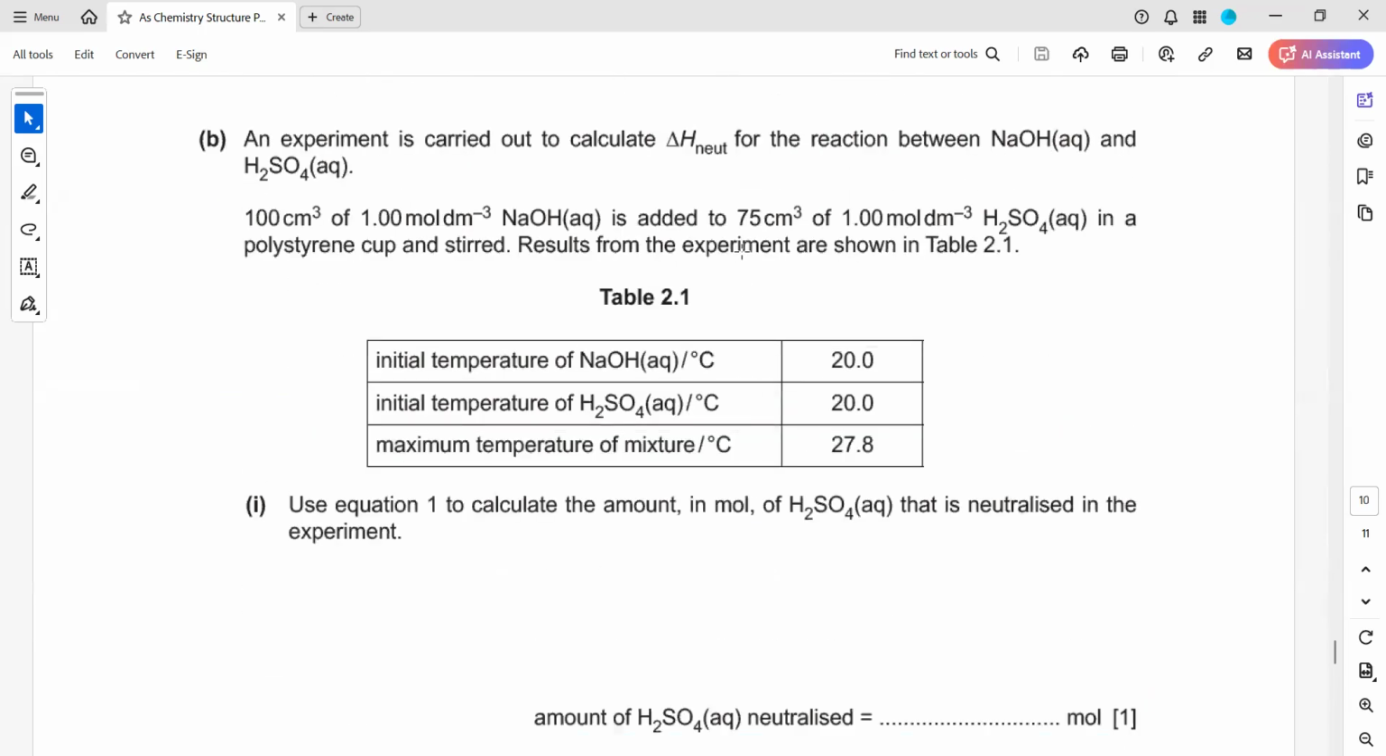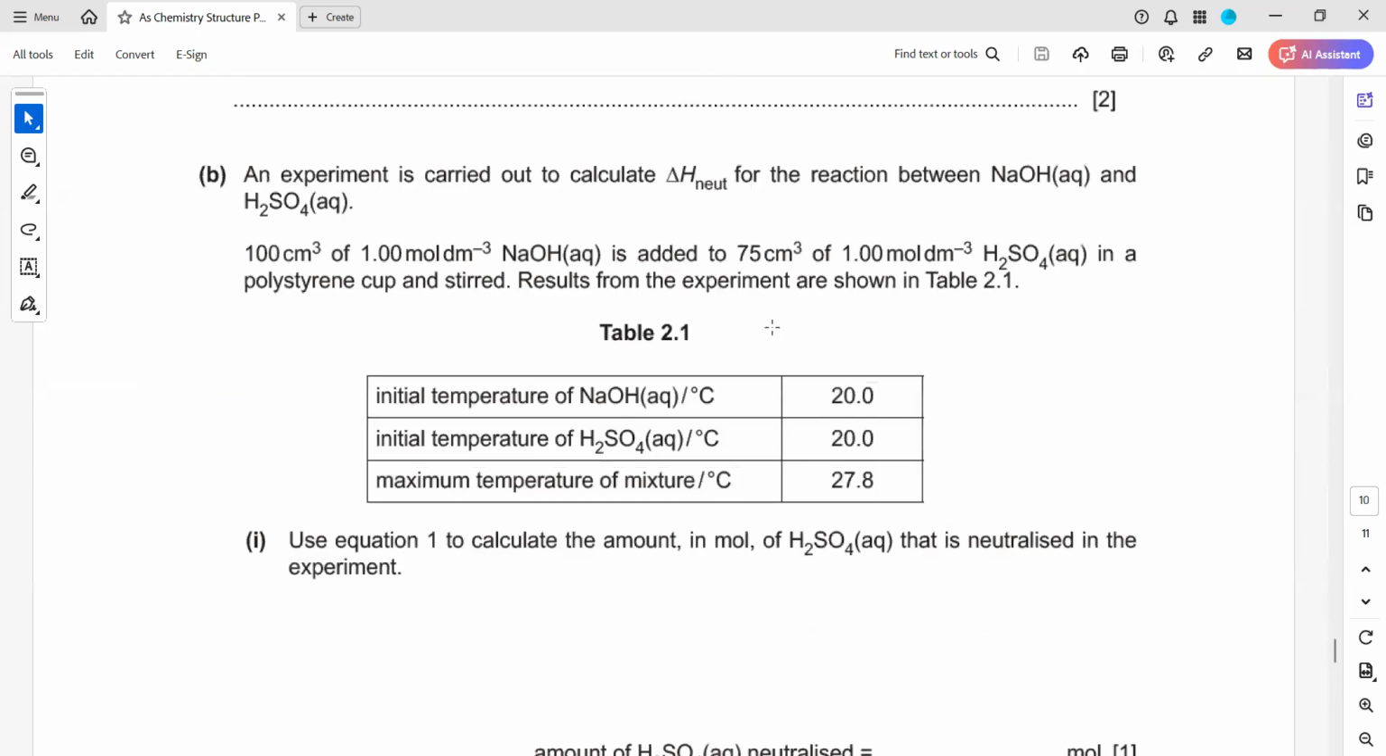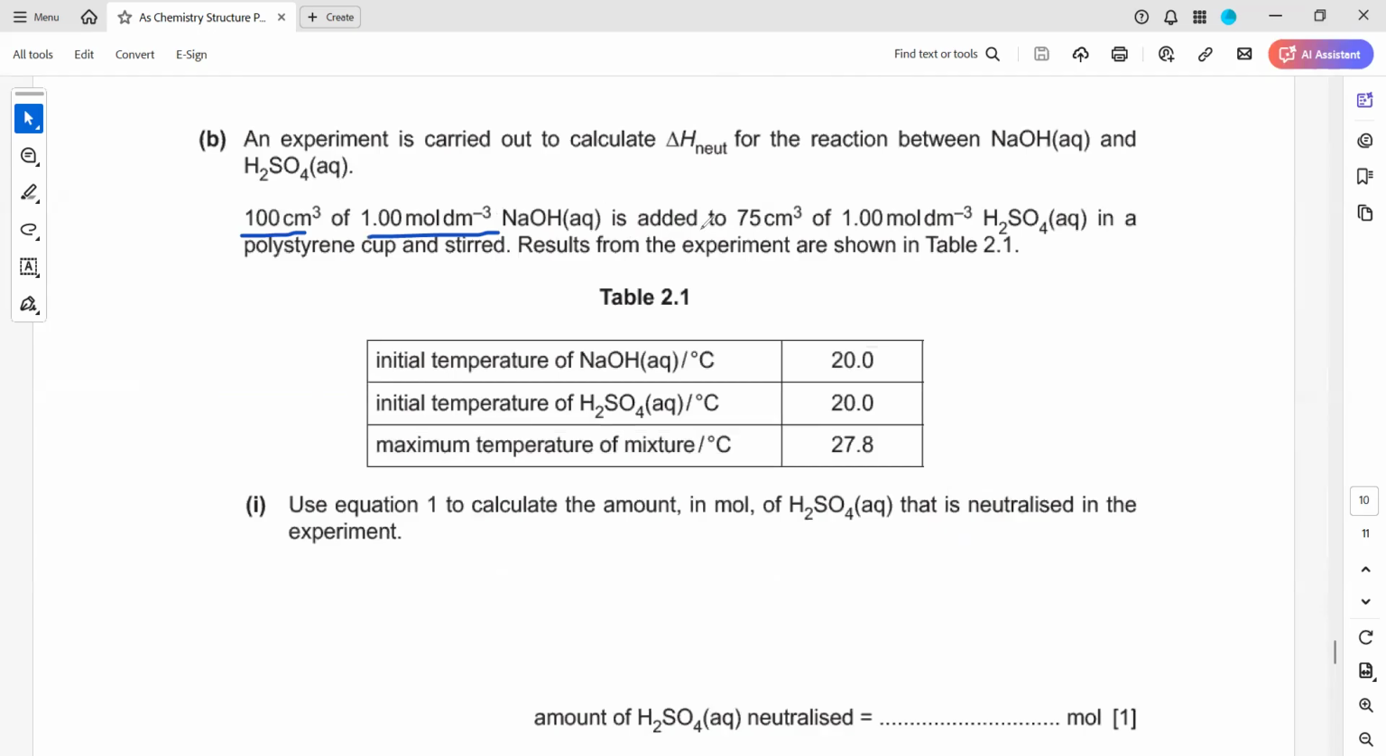In question 3b, an experiment is carried out to calculate the enthalpy change of neutralization for a reaction between sodium hydroxide and sulfuric acid. 100 cm³ of 1 mole per dm³ sodium hydroxide is added to 75 cm³ of 1 mole per dm³ sulfuric acid. The ratio between them.